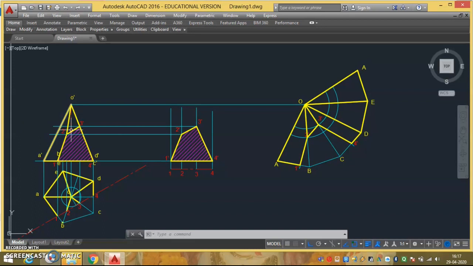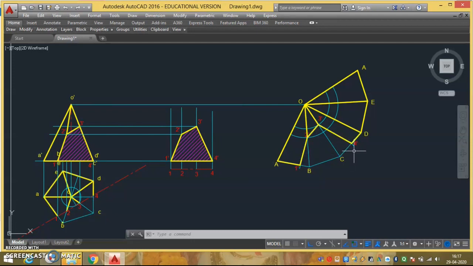Then we took these distances, whatever divisions you had here, and projected them on the true length. Then we took these distances and rotated the arc, drawn the arc. Then the 2 point is on OB, so we marked the 2 point on OB. The 3 point is on OC, so we marked it on OC. Then 1 dash we marked from here, so A to 1. So this is 1 dash. Then C to 4, that is 4 dash.